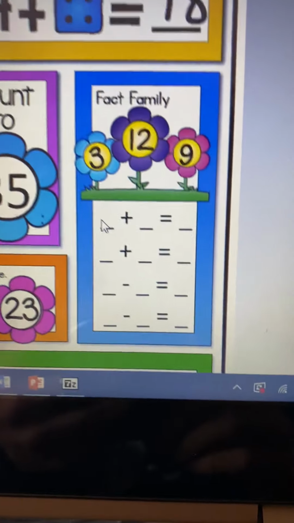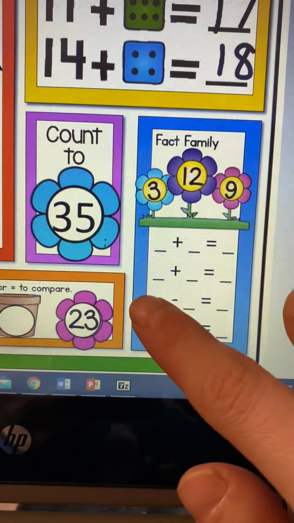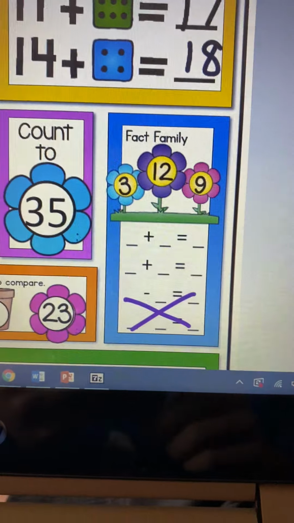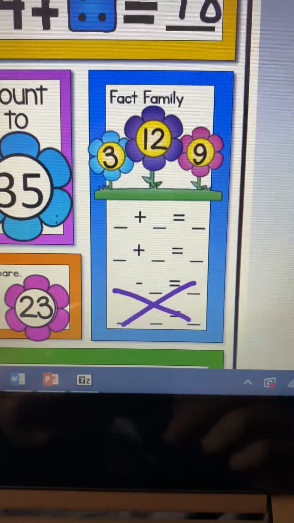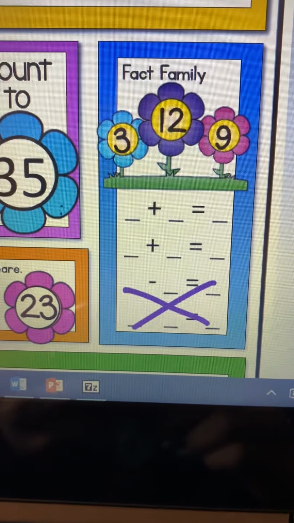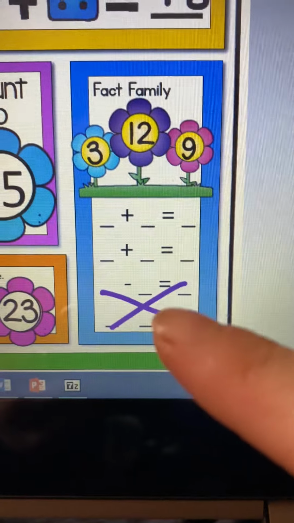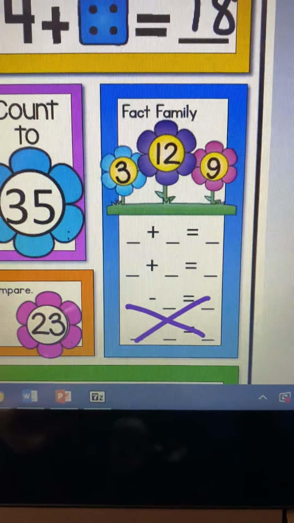All right, let's move over here, and this is called fact families. Unfortunately, we have not touched on subtraction yet, so I'm going to go ahead and cross that off because that is not a skill that we were able to introduce. So we are going to do the addition number sentences for our fact family. So what's missing in our number sentences? Both parts and our whole.